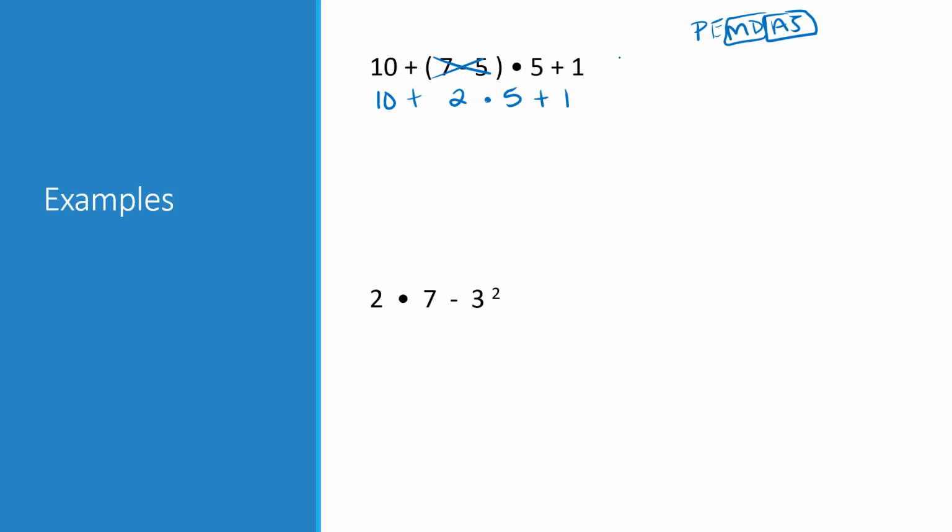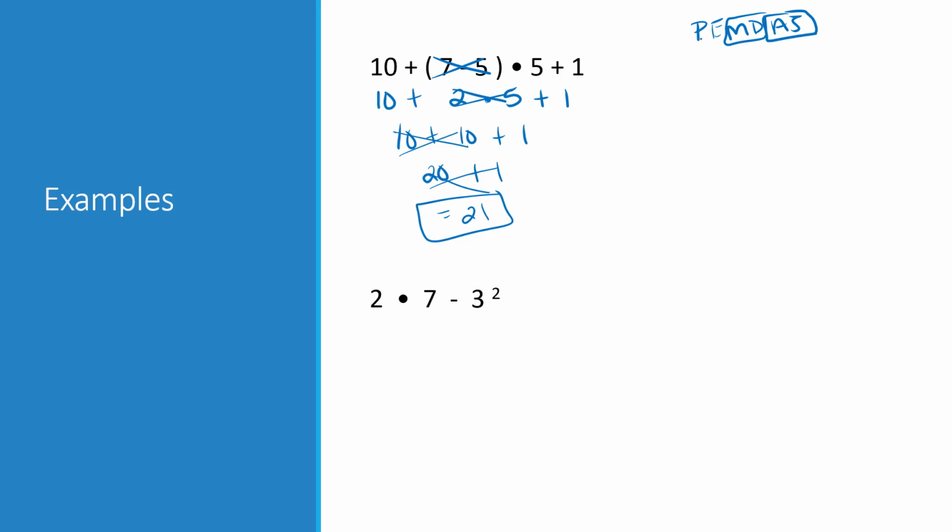Now, I don't have any more parentheses. I don't have any exponents. Do I have any multiplication or division? Yes, I do. I have multiplication here. So I'm going to do 2 times 5 next, which is going to be 10. 10 plus 10 is going to come next because I'm done with multiplication and division. Now I move on to addition and subtraction. I'm going to do it from left to right. So 10 plus 10 gives me 20. Last step is 20 plus 1, which gives me a final answer of 21.